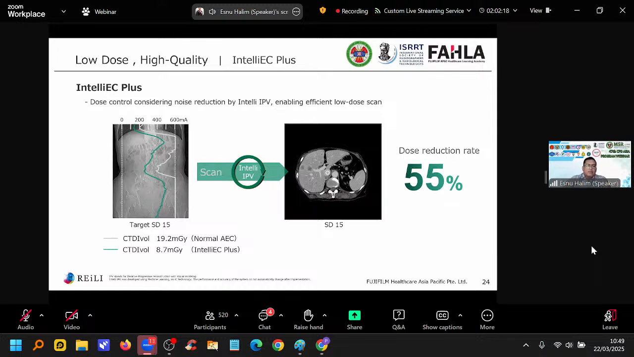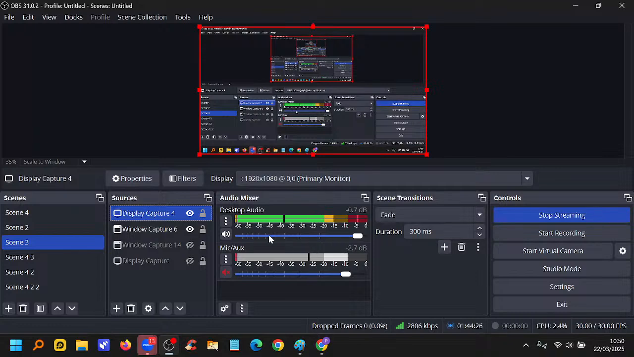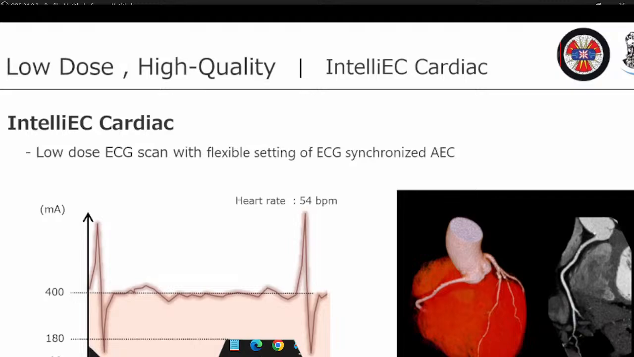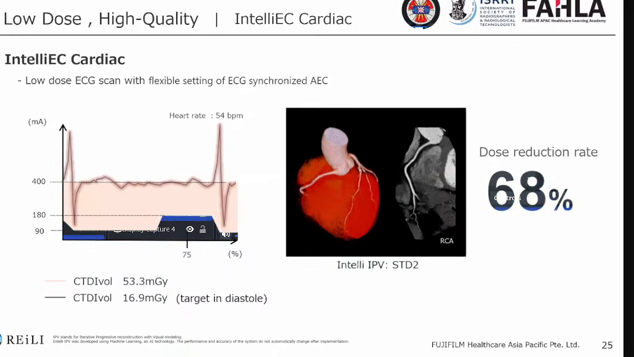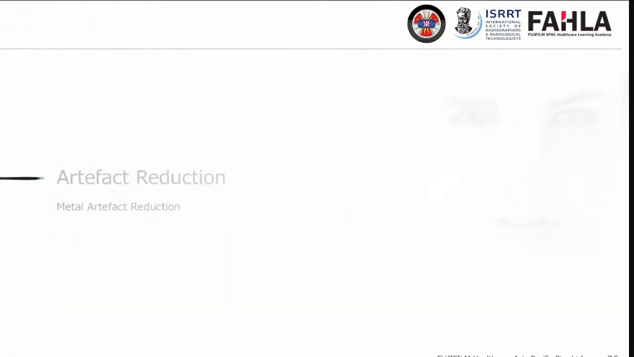So at 19.2, which is half of the reduction rate that we can use with this method. Okay, this is kind of like automatic exposure. And then in cardiac imaging, we have multiple more advanced technologies, but this is one that we use to highlight here because we're able to reduce more than 68% on this scan. So you can still achieve a good sharp image quality at a very minimal dose compared to the previous technology that is available.